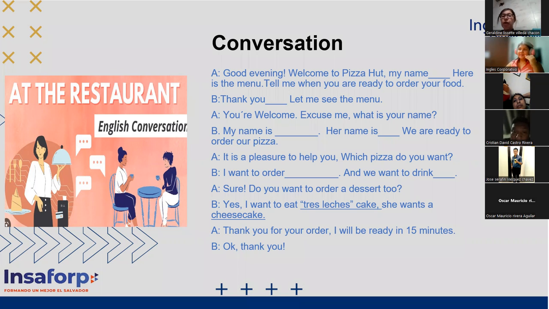Good evening. Welcome to Pizza Hut. My name is Geraldine. Here is the menu. Tell me when you are ready to order your food. Thank you, Geraldine. Let me see the menu. You're welcome. Excuse me. What is your name? My name is Christian. Her name is? Any name, you can inventar. Samantha, we are ready to order our pizza.